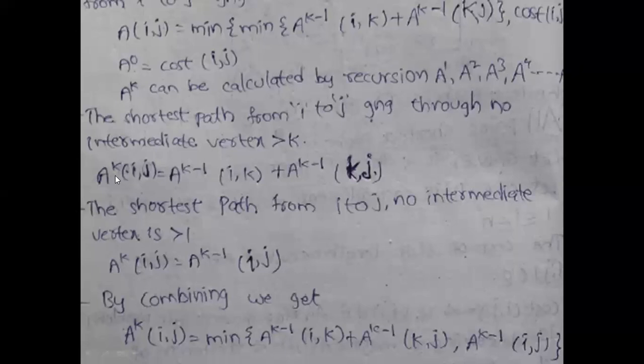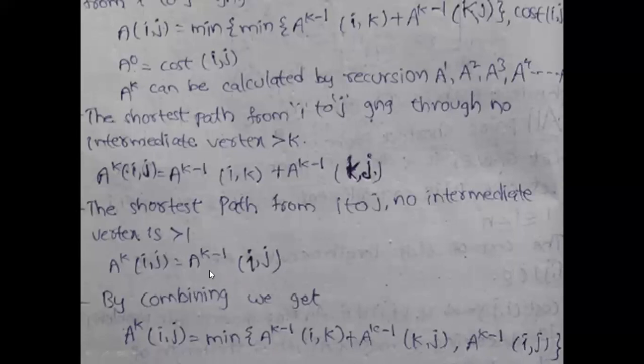So A power K of I comma J equals A power K minus 1 of I comma K plus A power K minus 1 of K comma J. When the intermediate vertex is not K, A power K of I comma J equals A power K minus 1 of I comma J. By combining them, you get A power K of I comma J equal to the minimum of A power K minus 1 of I comma K plus A power K minus 1 of K comma J, and A power K minus 1 of I comma J.